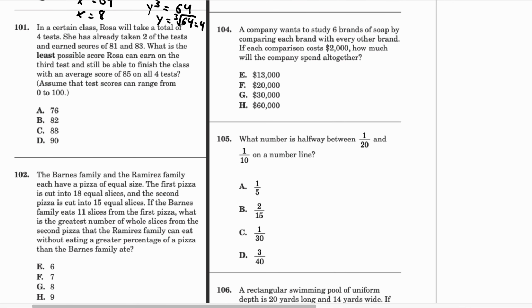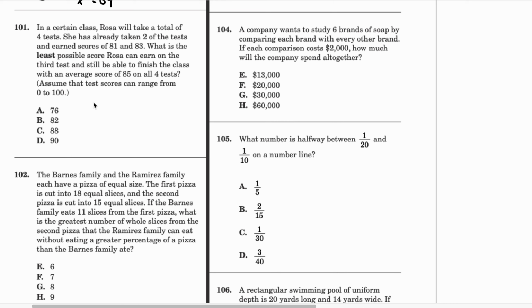Okay, so now on to 101. In a certain class, Rosa will take a total of 4 tests. She has already taken 2 of the tests and earned scores of 81 and 83. And we want to know what the least possible score Rosa can earn on the 3rd test and still be able to finish the class with an average score of 85 on all 4 tests.